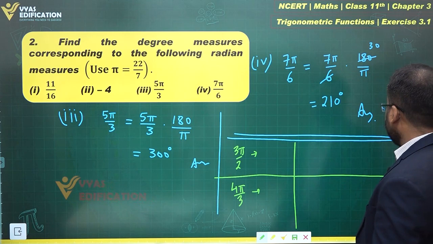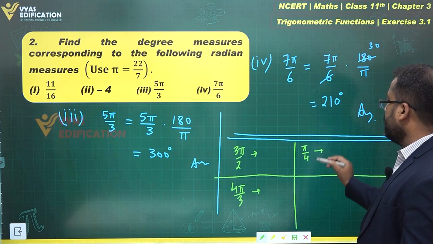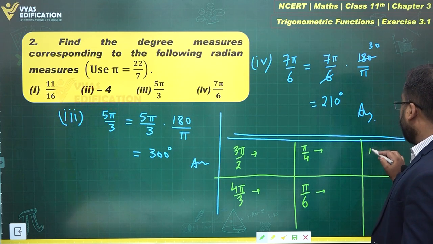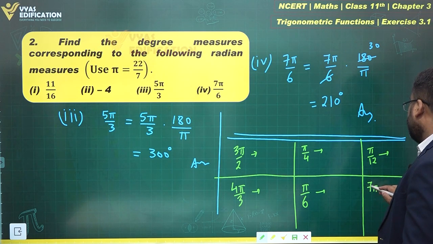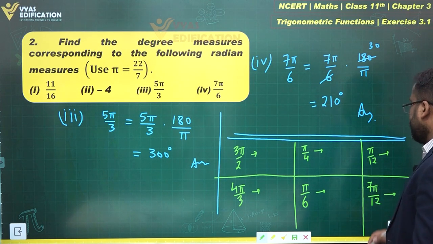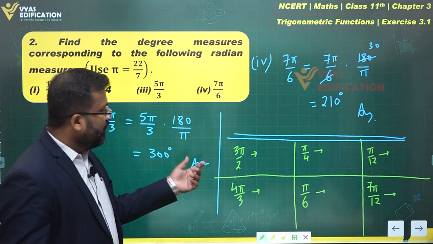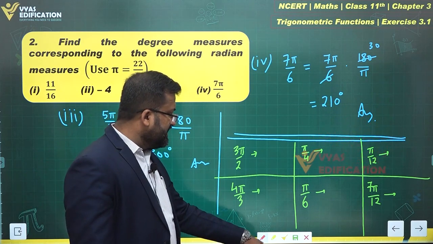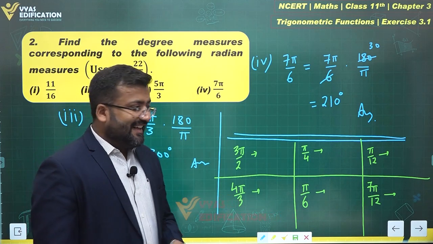Then you have a few simple ones also. Pi by 4 is equal to what? Pi by 6 is equal to what? Pi by 12 is equal to what? And 7 pi by 12 is equal to what? Those are a few more questions for you to solve, what are the degree measures of these angles. Now can we find the degree measures of these angles easily? Yes. We recall that pi is 180 degree.